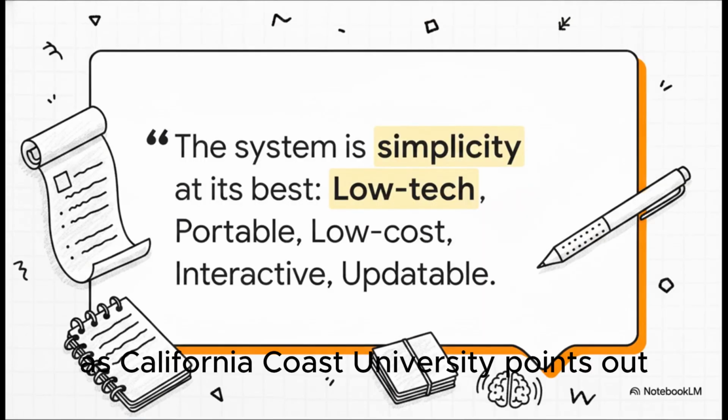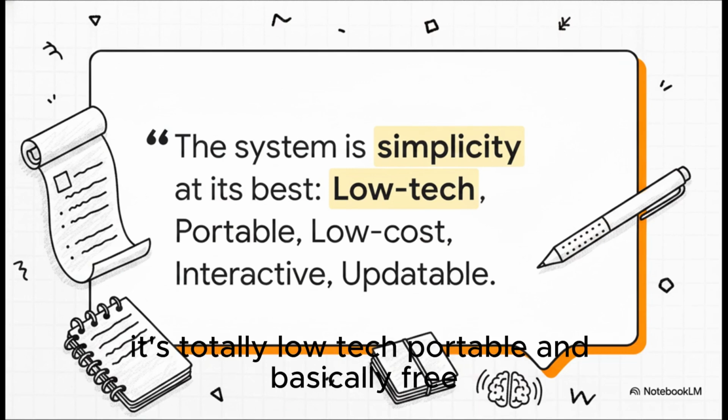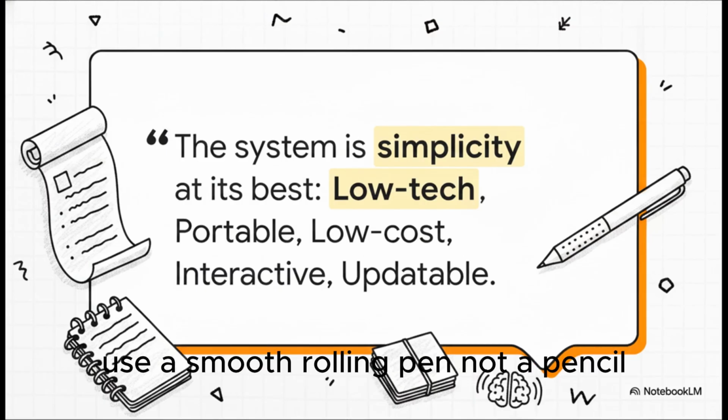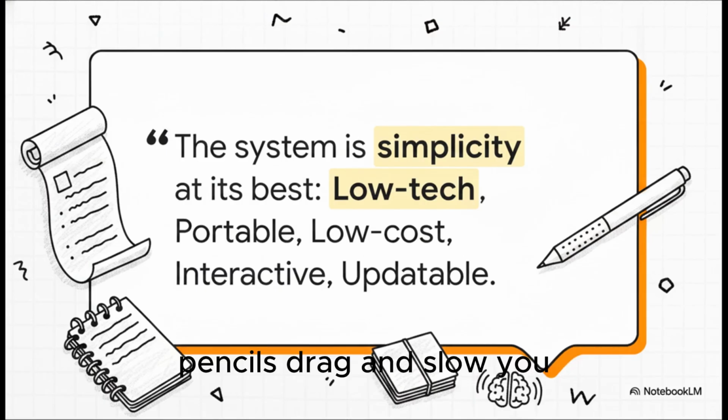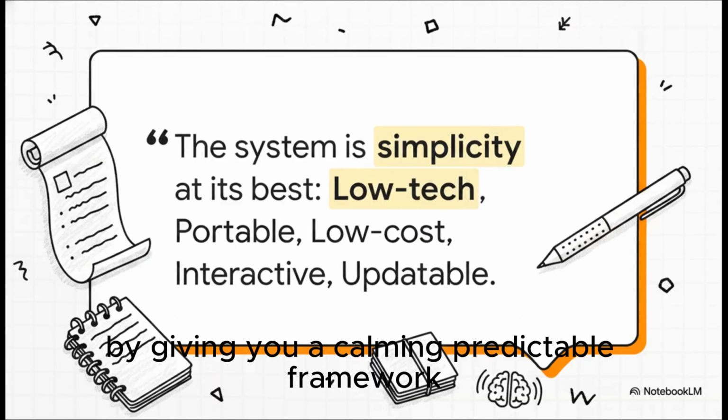You know, as California Coast University points out, the absolute beauty of this framework is its simplicity. It's totally low-tech, portable, and basically free. All you need is paper and a pen. Oh, and actually, a quick pro tip from the sources, use a smooth rolling pen, not a pencil. Pencils drag and slow you down, which you definitely don't want during a fast-paced lecture. This simple, interactive, physical structure really helps relieve study anxiety by giving you a calming, predictable framework.